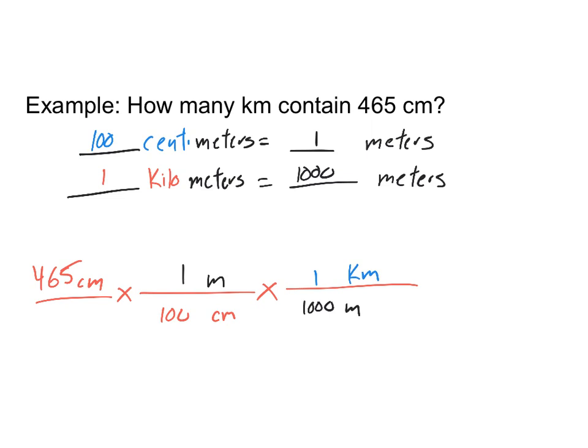Now I'm going to go back and check to make sure my units cancel out. So in this case, I have centimeters, meters, and kilometers. So when I go ahead and I plug this into the calculator, I'm going to take 465 centimeters divided by 100, hit enter, divided by 1,000, and I'm going to get 0.00465 kilometers.